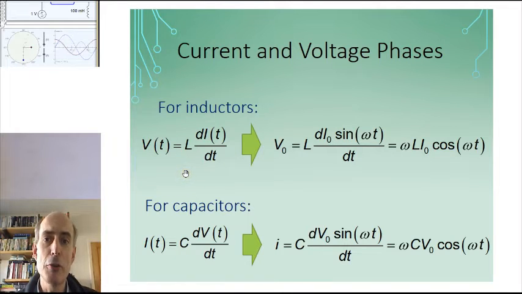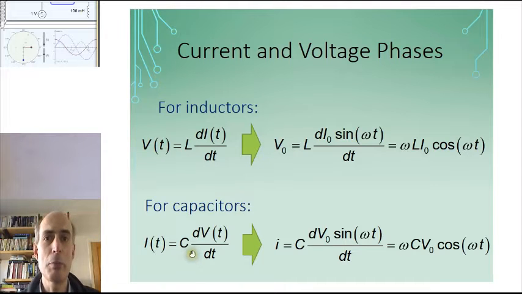If we take the fundamental equation that defines the behavior of inductors, the voltage is the inductance times the rate of change of current, and substitute in a current which is oscillating, I0 sine omega t, that produces a voltage which is also oscillating, but 90 degrees out of phase. If the current is a sine wave, the voltage is a cosine wave.